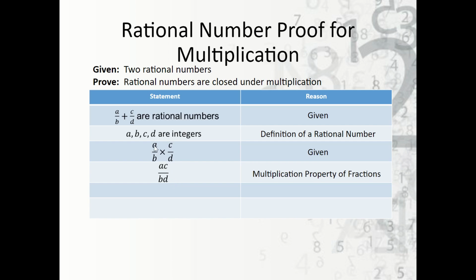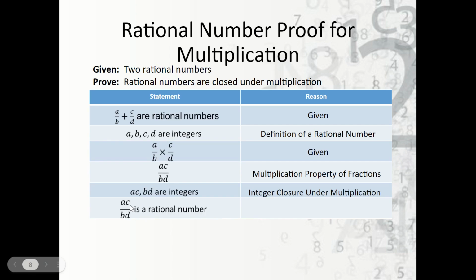Well, we're multiplying an integer times an integer, so we know that by the integer closure, when we multiply two integers together, we always get another integer. That holds true for both the numerator and denominator. So therefore, AC and BD are integers because of integer closure under multiplication. Now from that, we can say that AC over BD is a rational number because of the definition of rational numbers. Because if this is an integer and this is an integer, then the result is a rational number.